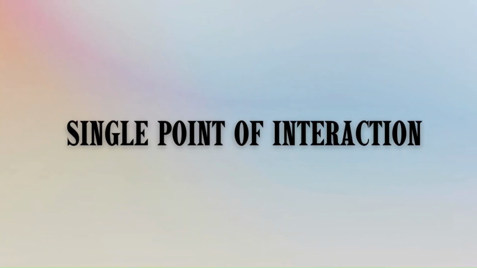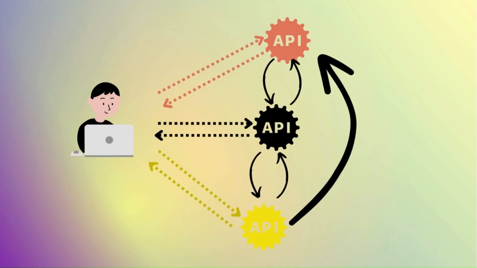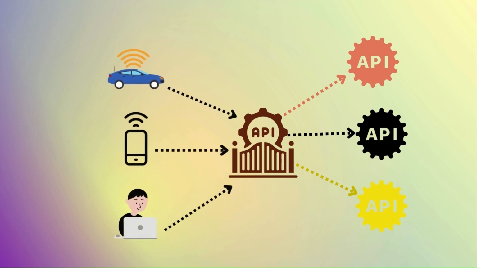Single point of interaction. In a microservices ecosystem, the number of services communicating with each other can quickly grow as new features are added, leading to complexity. By serving as the central point of communication, the API gateway streamlines interactions. Instead of services communicating directly, they interface with the gateway, which then manages communication with other services.